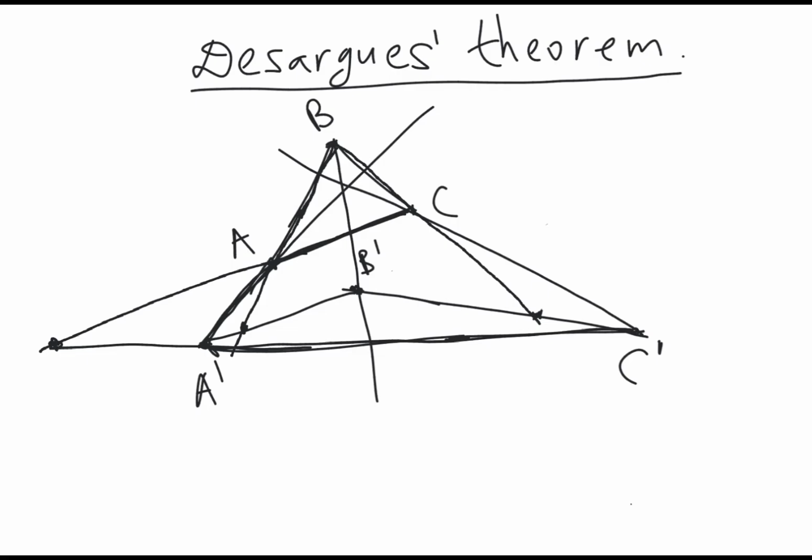So let's denote these points: this point T, this point R, and this point S. We don't yet know that the three lines intersect in a single point, but in case they do, when AA prime, BB prime, and CC prime intersect in a single point, we will denote this point by P.